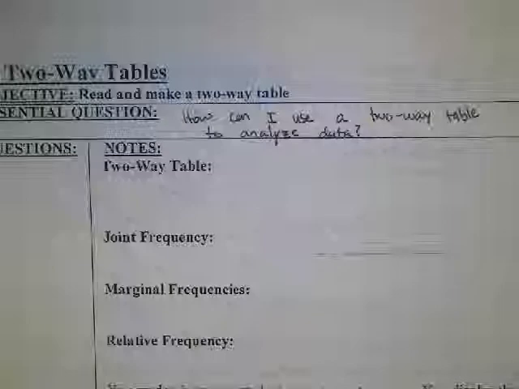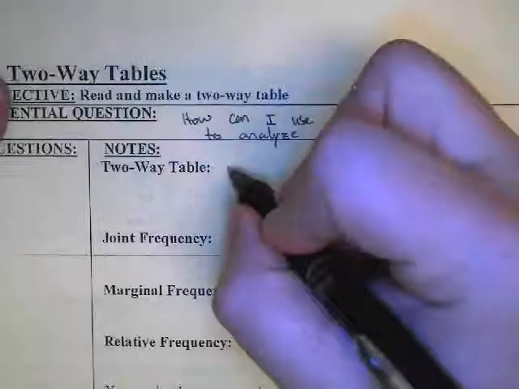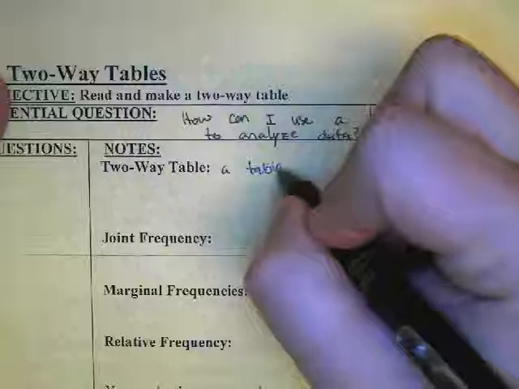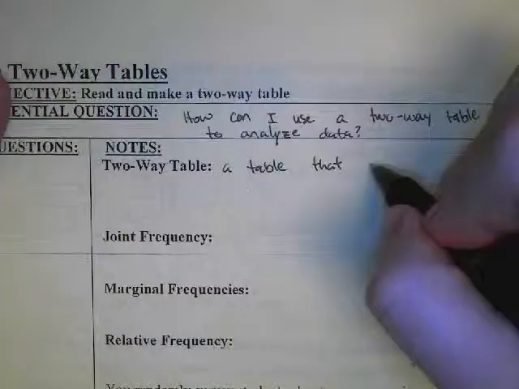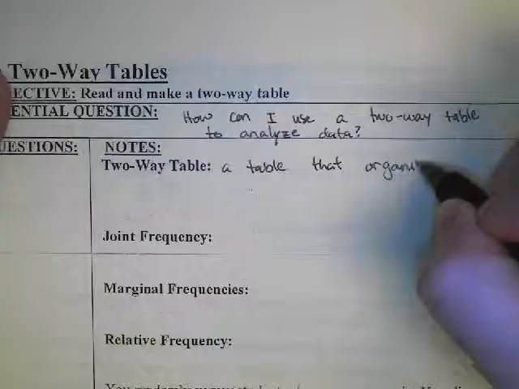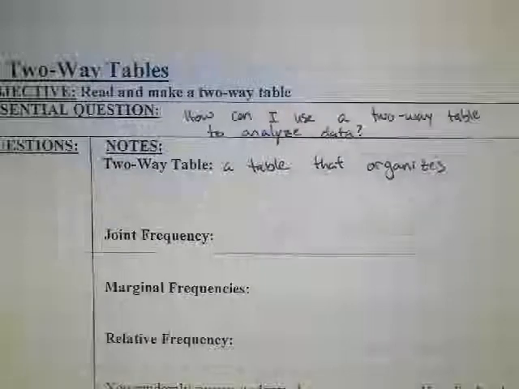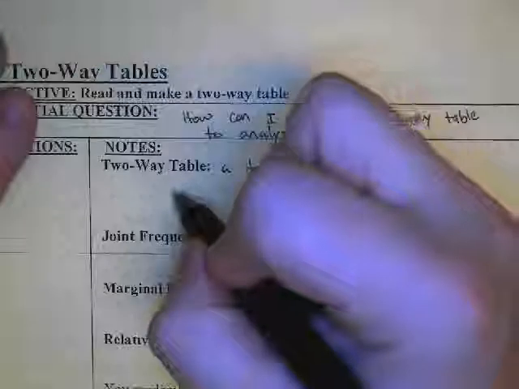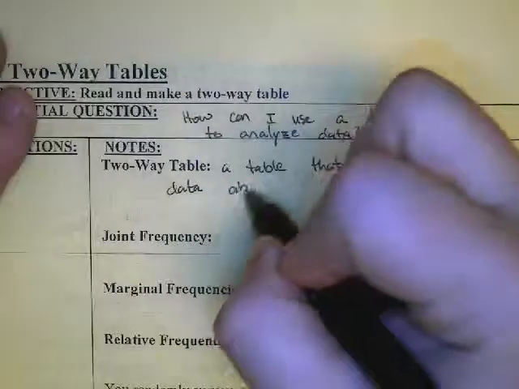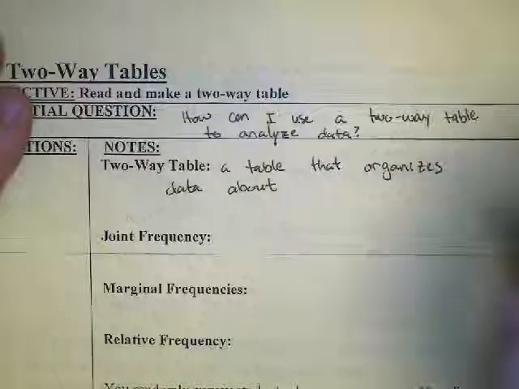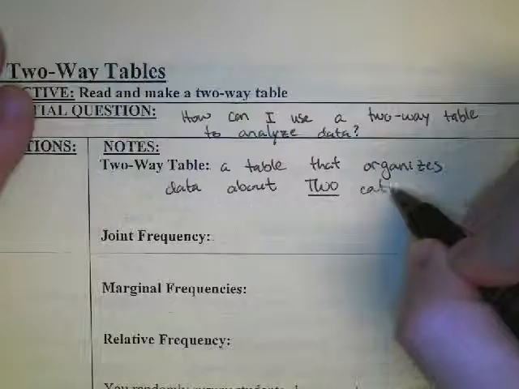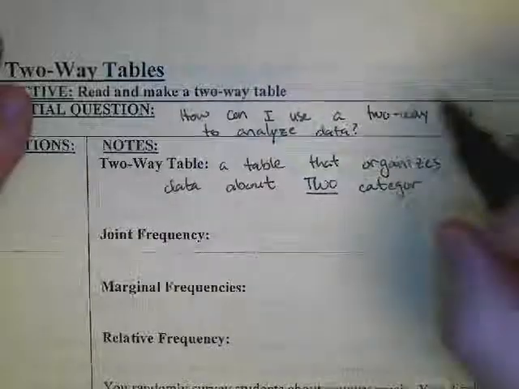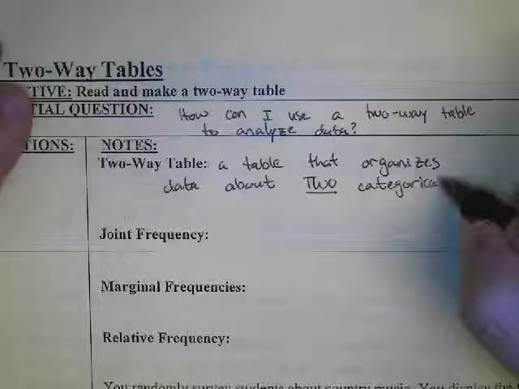A two-way table is a table that organizes data about two categorical variables.